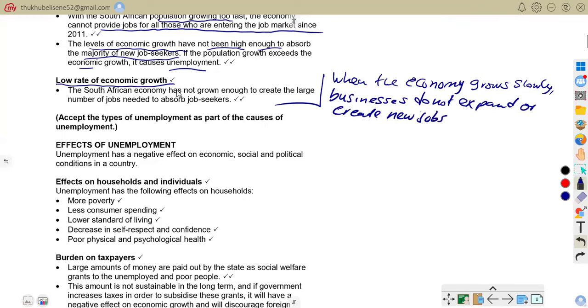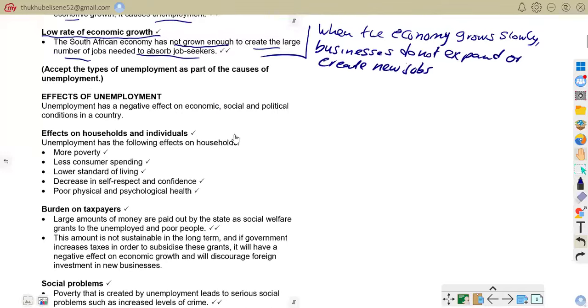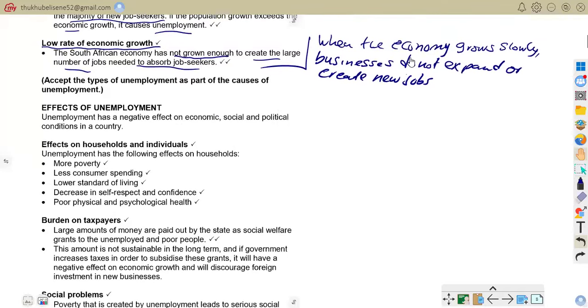So it is as if the South African economy has not grown enough to create the large number of jobs needed to absorb job seekers. That is that. Now let's come to the effects of unemployment.